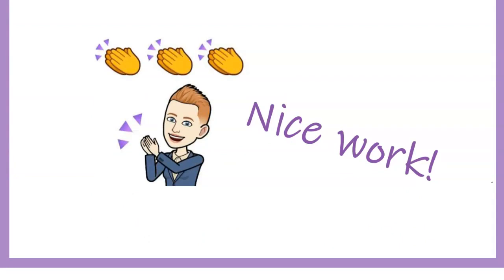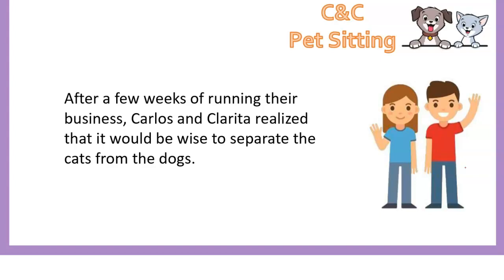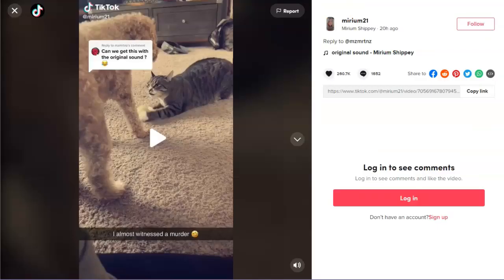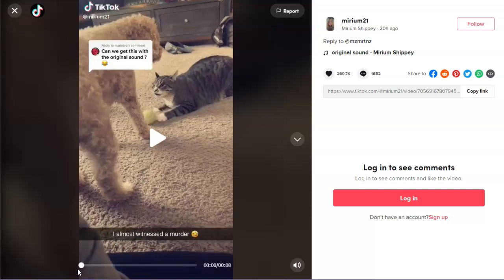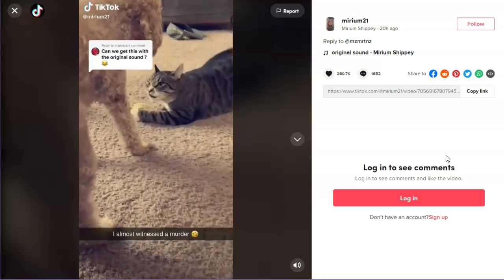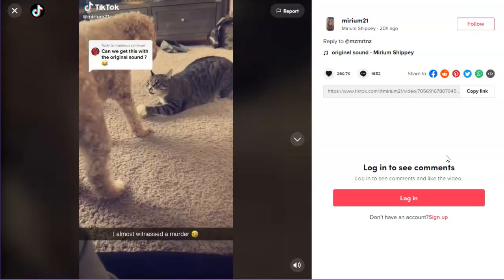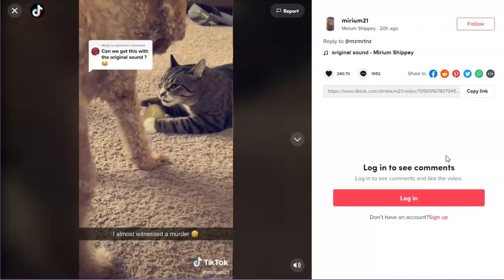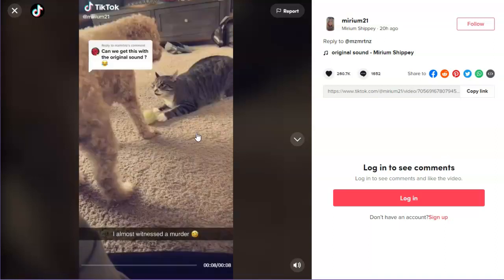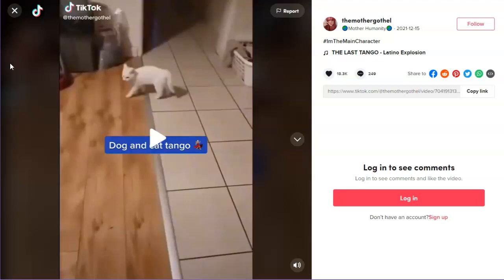We are going to move on now back to our story on Carlos and Clarita and their pet sitting business they've been working on. So after a few weeks of running their business, Carlos and Clarita realized it would be wise to separate the cats from the dogs. Now, can you imagine why that might be? Why we might want to separate cats from dogs? Let's take a look at why. So there was maybe this unfortunate event. And we also might want to prevent a repeat of the unfortunate cat and dog tango incident.